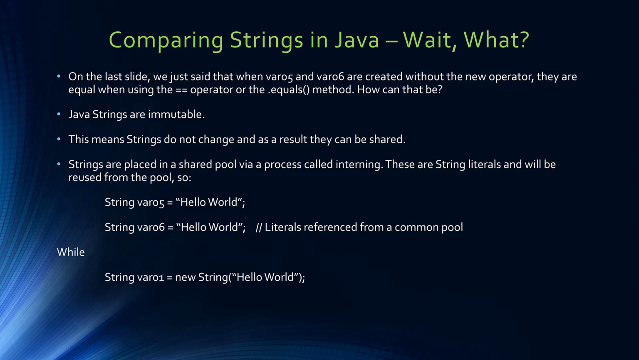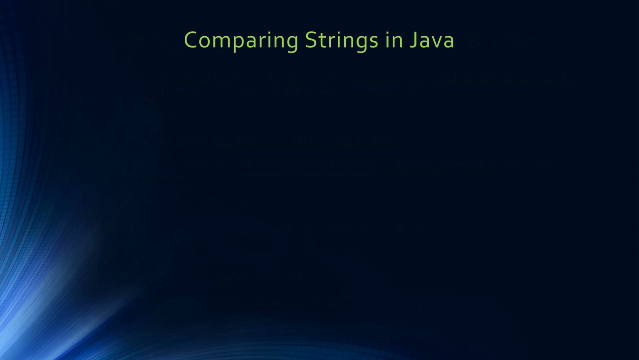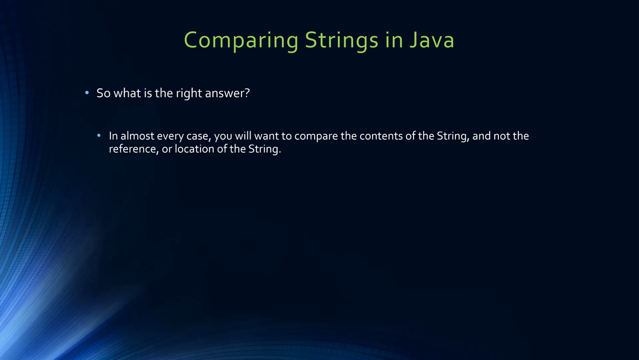var01 and var02 represent two distinct objects. Memory from these strings is allocated on the heap, and therefore they're in different locations in memory. So with all of this as background, what's the right answer? Should we use double equals or the equals method?